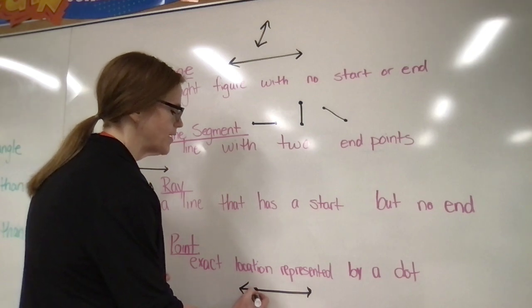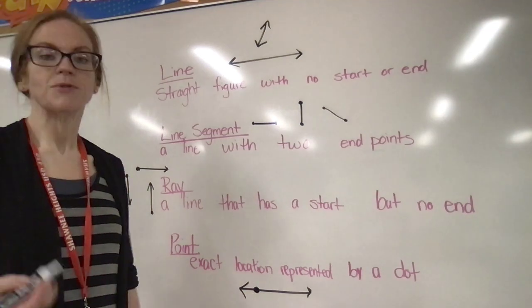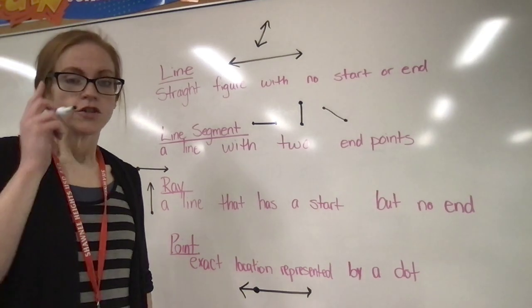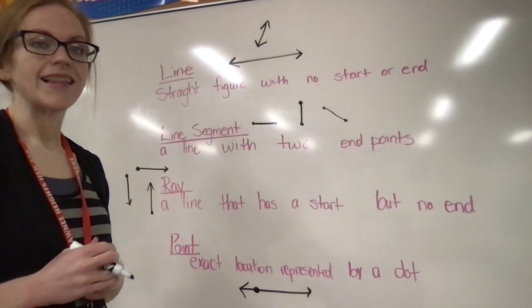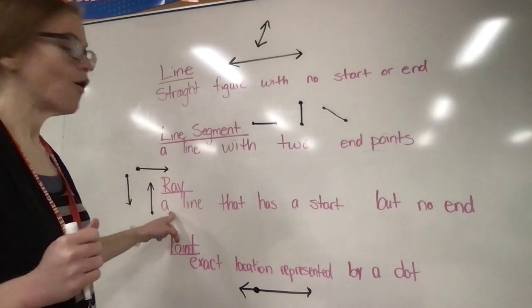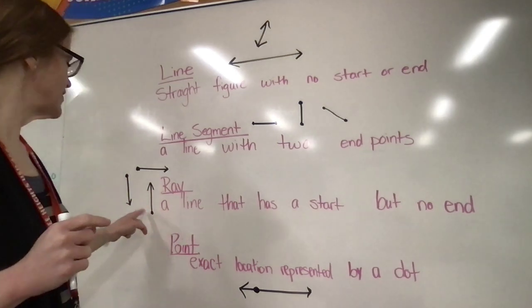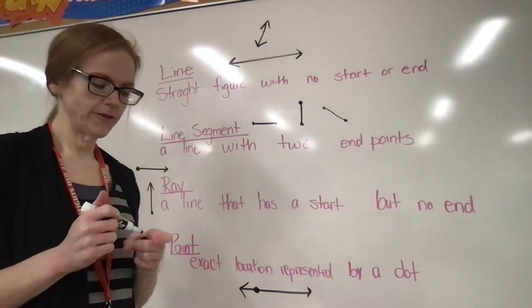So here's this big point. I'm going to make it extra big so you can clearly see it. That's a point. It's represented by a dot. So to review, a line goes on forever and ever. It has no end. A line segment has endpoints, a start and a beginning. Ray only walks one way, so he has a point and an arrow, and a point is an exact location.